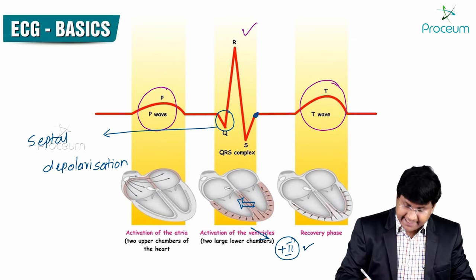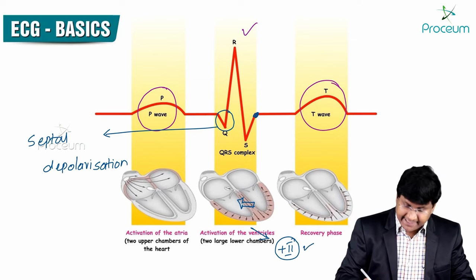Then we have 6 chest leads. And what are your chest leads? That includes V1 to V6. I will discuss these leads in detail. But remember, the ECG we do is a 12 lead ECG: 3 limb leads, 3 augmented leads, and 6 chest leads.